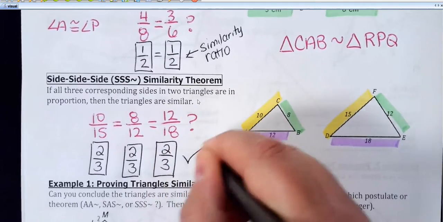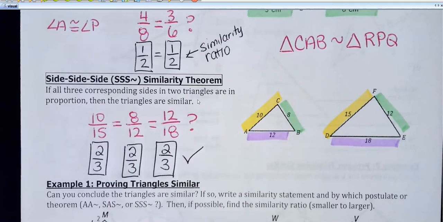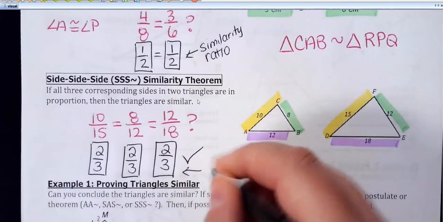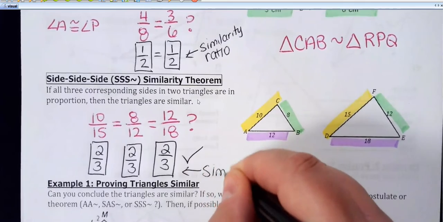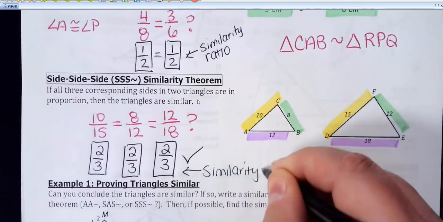As long as they're all the same, that means with side, side, side, I can show that these triangles are similar. And then also, if you've done that work, that is your similarity ratio as well.